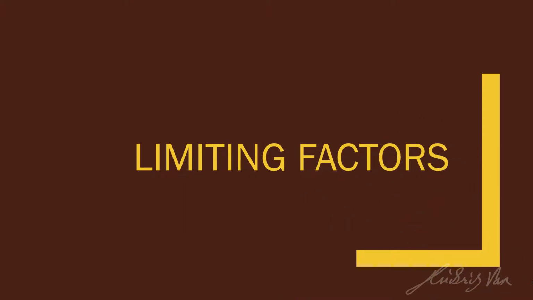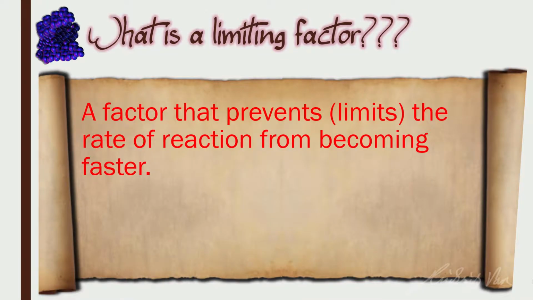We have learned about two factors which affect the rate of enzyme activities. First, it is temperature, and second, it is pH. Today, we are going to discuss two more factors. But first, what is a limiting factor?